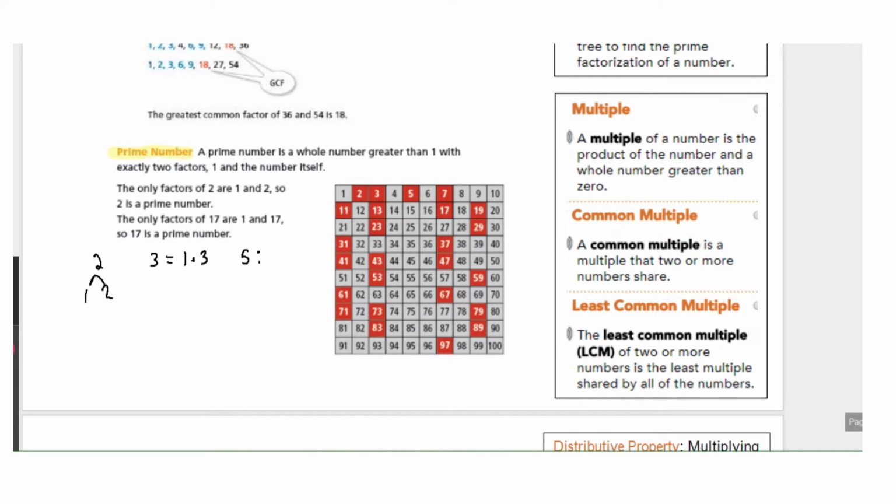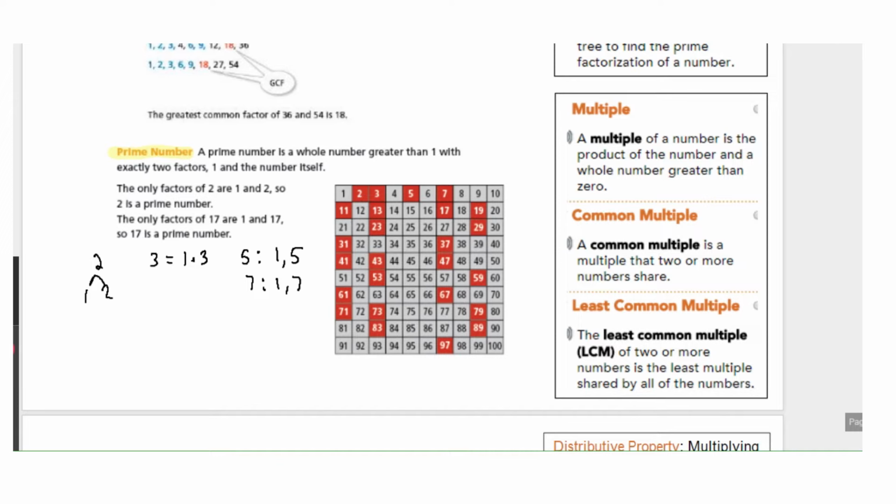So the factors of 5 are going to be 1 and 5. Those are the only whole number factors. The factors of 7: the only way you can get 7 is 1 times 7. So 1 and 7 are the only factors. Because those are the only factors, we can call these prime numbers.